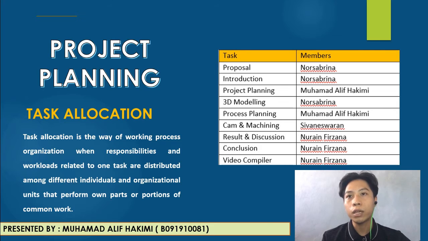Next, for the task allocation. Task allocation is the way of organizing the working process when responsibilities and workloads related to one task are distributed among different individuals and organization units that perform a part or portion of the work. The table below shows the tasks and the members.